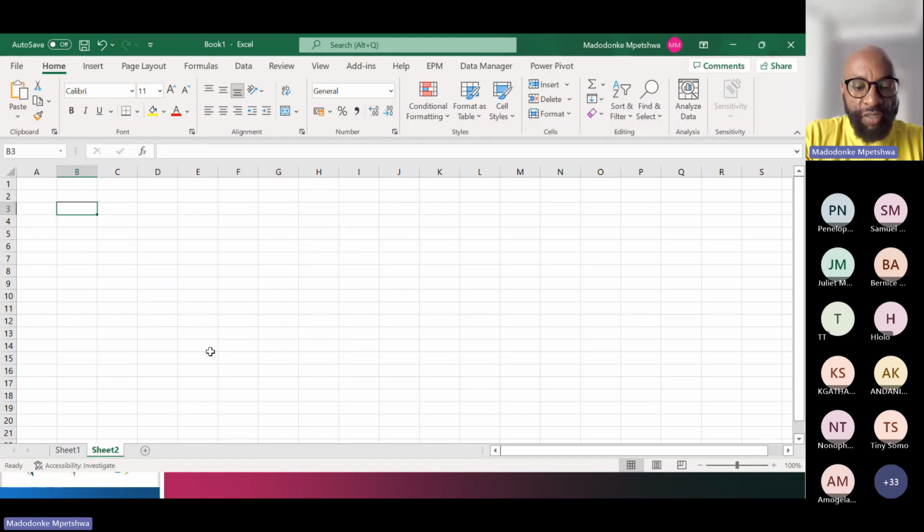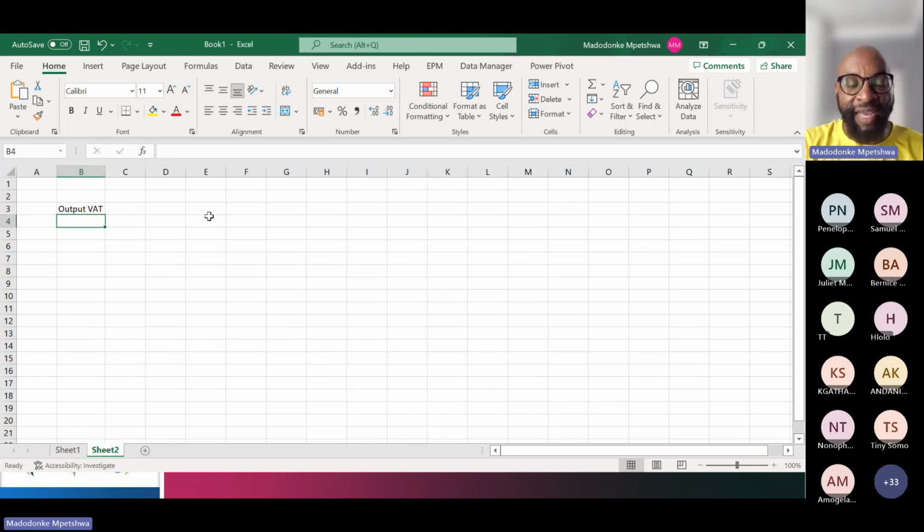Now, output, where does everything start? Here I want to do a very high level picture of what the VAT legislation looks like, because if we do that, you will then be able to navigate the VAT Act, and you'll be able to think, what are the things that I need to think of when I'm looking at the VAT Act?